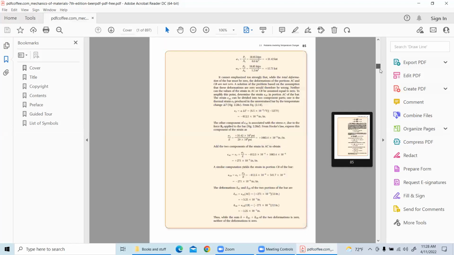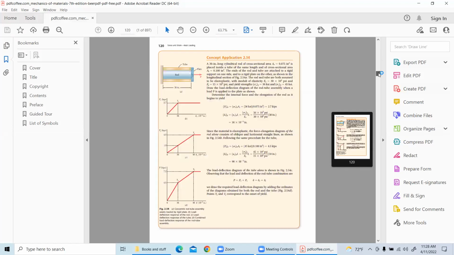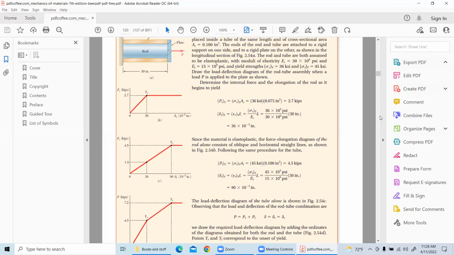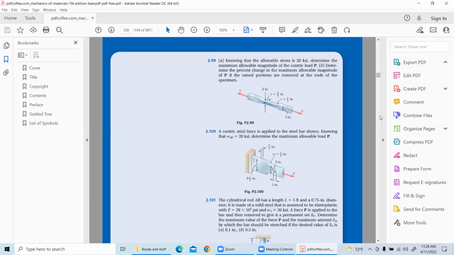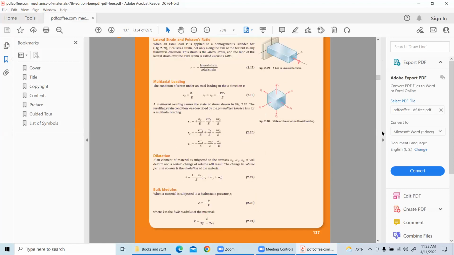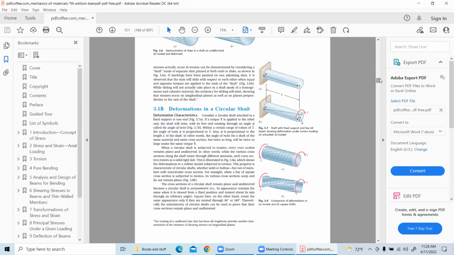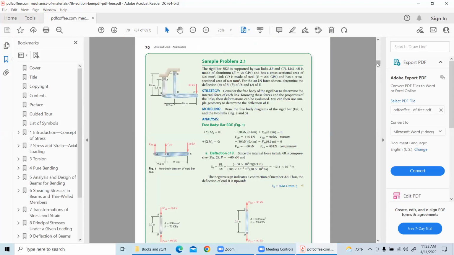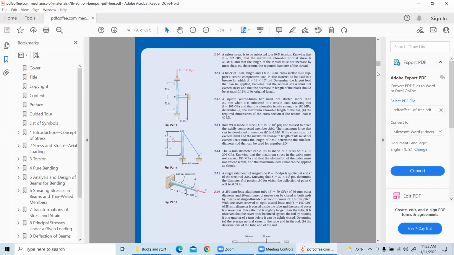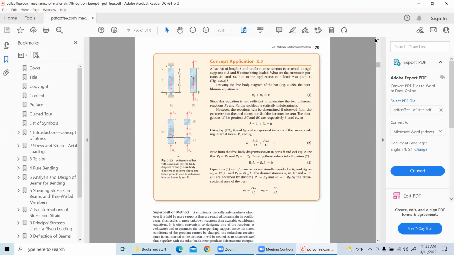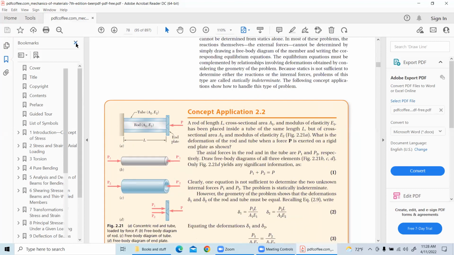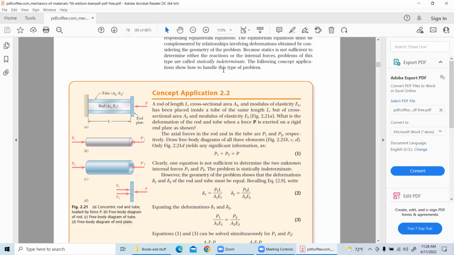So, concept application 2.2. I wanted to talk about. Oh, hang on, come on. Finding things is also hard in this book. Yeah, this one. So our online students can see, right? Everyone, quick look, this is concept application 2.2.